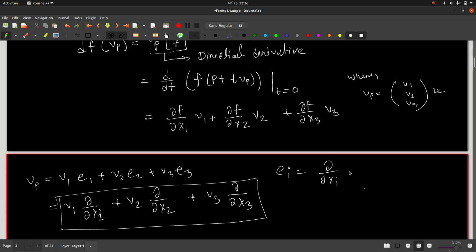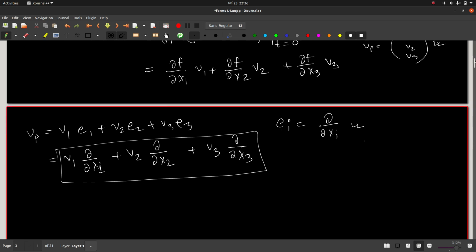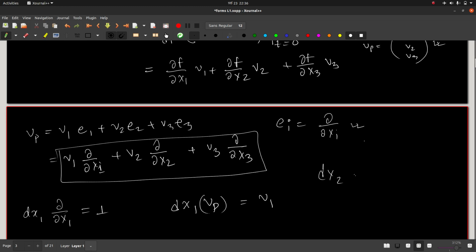Now we use this, that means we use the fact that these e_i's are equal to this, and we also use the fact that dx1 of ∂1 is just 1, and if we act with dx1 on vp, it should only give me v1, right, because it's measuring the projection along the e1 axis. That's what a differential one form does to a vector from a tangent space. Similarly, dx2 of vp would give me v2, and dx3 of vp would give me just v3, right?